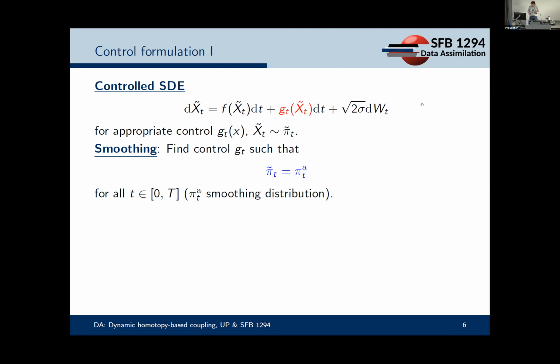Now, you can find a control law G such that this modified SDE has this random variable distributed exactly according to this smoothing distribution, right? And that's a well understood methodology. Weak constraint 4D-Var is doing nothing else than finding the MAP estimator according to the distribution, not the whole distribution.